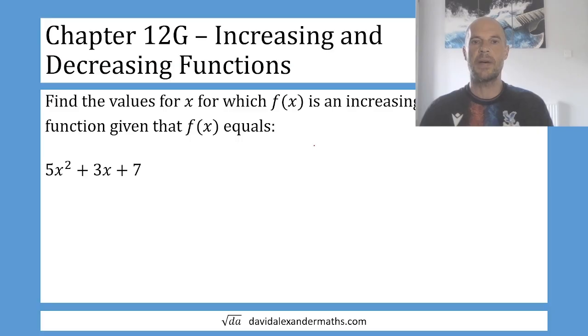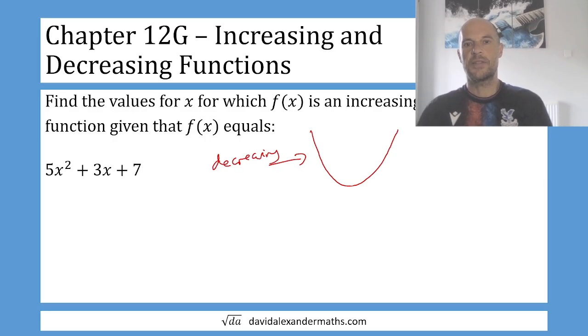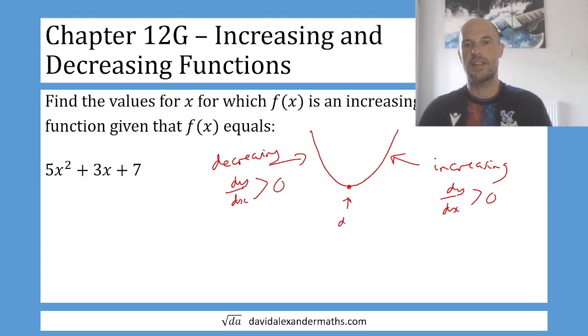So what we need to remember is, this is a quadratic. At this point here, the function is decreasing. At the turning point, it's neither decreasing nor increasing, and on the other side it is an increasing function. Why is it a decreasing function? That is because the gradient is less than 0. Why is it an increasing function here? That is because the gradient is greater than 0. Why is it neither decreasing nor increasing here? That's because the gradient there is 0.